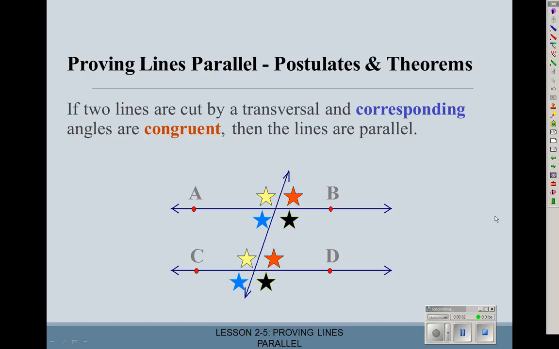So our first rule says that if two lines are cut by a transversal and corresponding angles are congruent, then the lines are parallel. So we have each pair of corresponding angles marked here. If those are congruent, the lines are parallel. If those are congruent, then the lines are parallel. That pair and that pair. Now remember, before we would say if the lines are parallel, then corresponding angles are congruent. And we can also say the converse. If corresponding angles are congruent, then the lines are parallel.